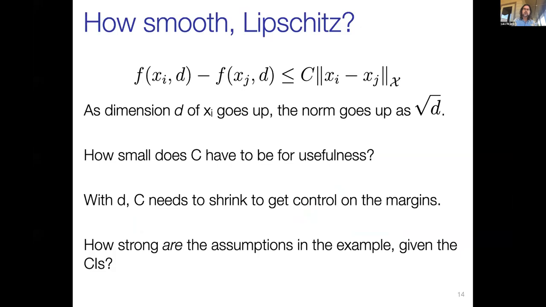So then how strong is the Lipschitz condition? Well, one issue is as dimension goes up, the norm is going to go up as the square root of the dimension, which means that constant C is going to have to go down as the covariates go up. Otherwise, we're not going to have control over the marginal differences. So if we just think about the first X, as D goes up, to control overall the differences in any individual thing, we need to have that C shrink. Which makes me think that even a moderately sized C with a reasonable number of dimensions is maybe very lax. So you need to keep that C small, which might be a very strong assumption.